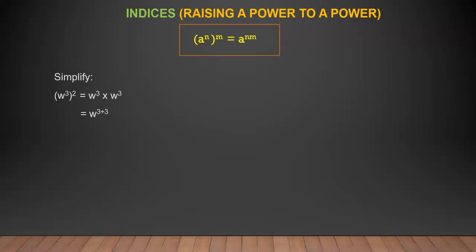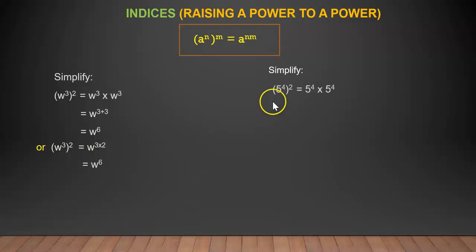First, we're going to simplify w cubed raised to the second power. The power 2 here means everything inside the bracket is going to be multiplied by itself. So w cubed multiplied by itself. From the first rule, if you multiply the same base, you copy the common base and add the two powers 3 and 3, which will give you a 6. To apply the third rule, we multiply the two indices, which are 3 and 2. So 3 times 2, you will still end up with 6.